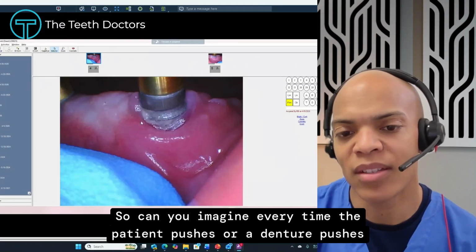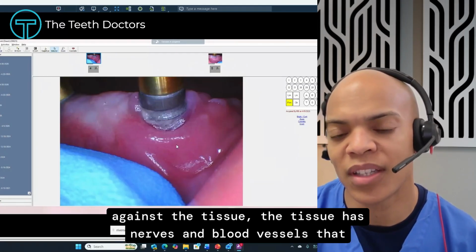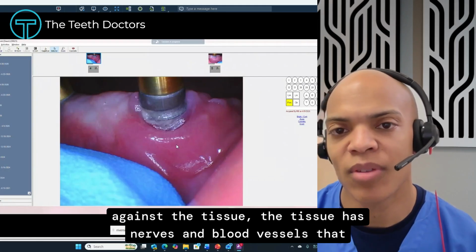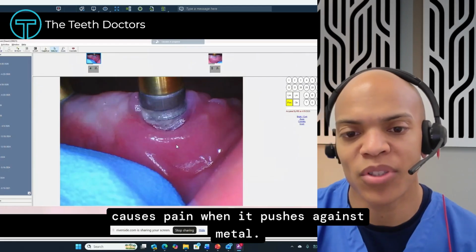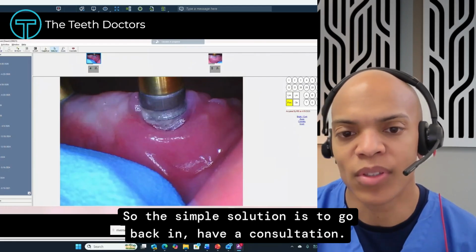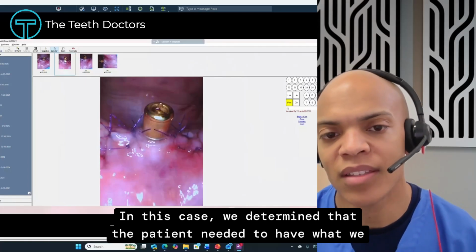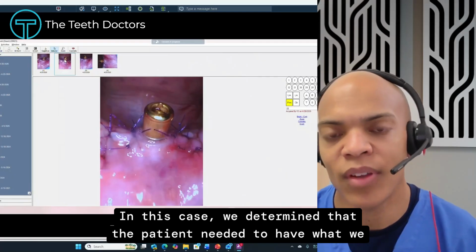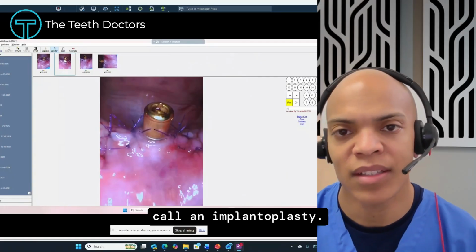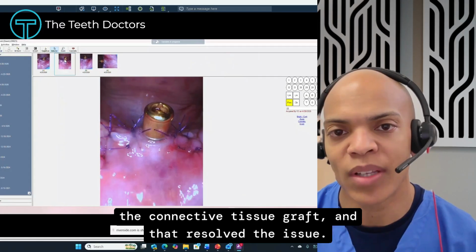So can you imagine every time the patient pushes, or a denture pushes against the tissue, it has nerves and blood vessels that cause pain when it pushes against metal. So the simple solution is to go back in, have a consultation. In this case, we determined that the patient needed to have what we call an implantoplasty. That's removal of some of the threads of the implant along with a connective tissue graft, and that resolved the issue.